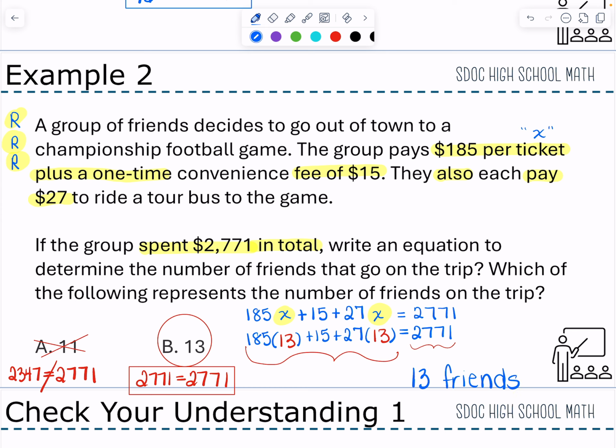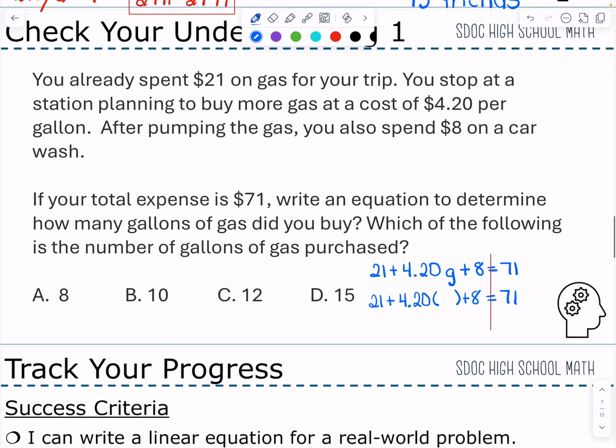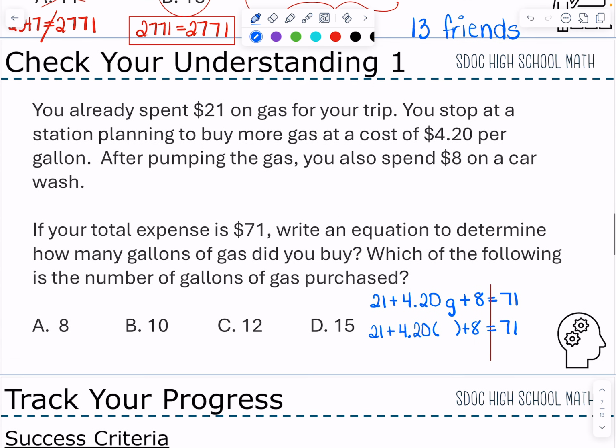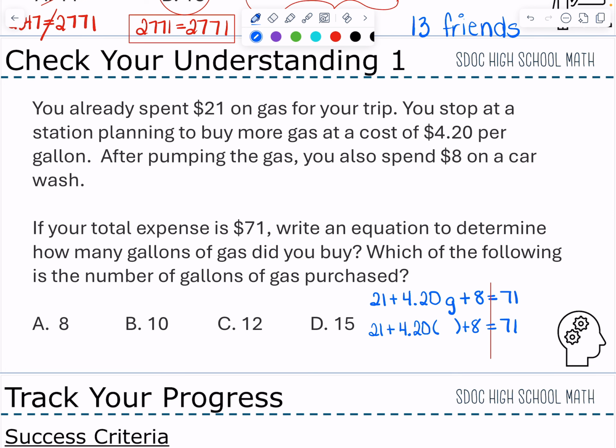Okay? All right, I want you to pause the video and go check your understanding number 1. Then come back here and see if you've got the equation part right. Okay, go ahead. All right. Check your understanding number 1. Hopefully you got your equation right, but I did put the equation here for you to look at. You can compare that. If you have any corrections to make to the equation, go ahead and make those.